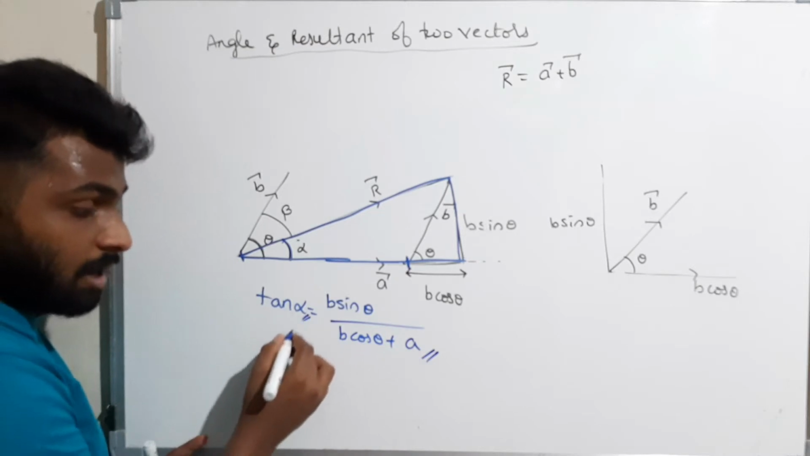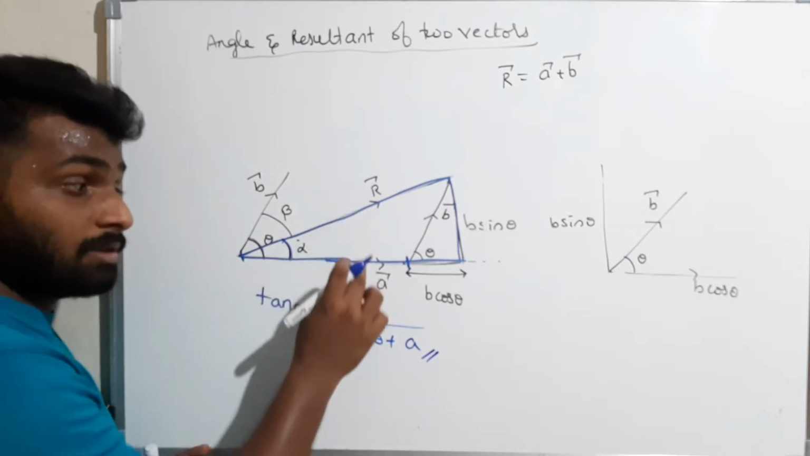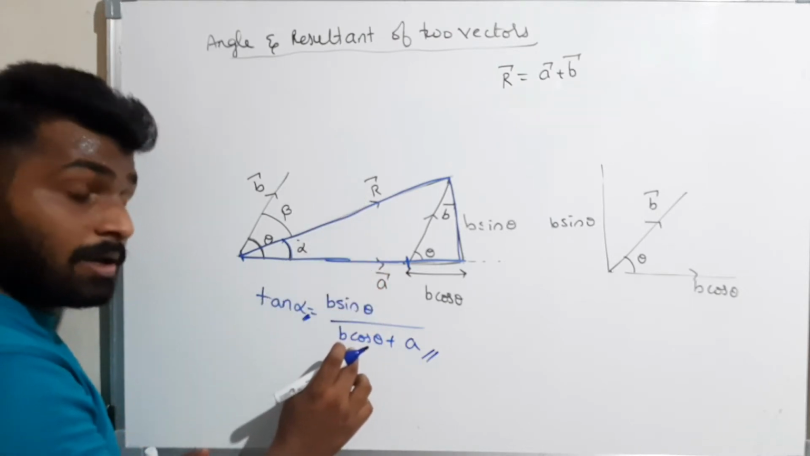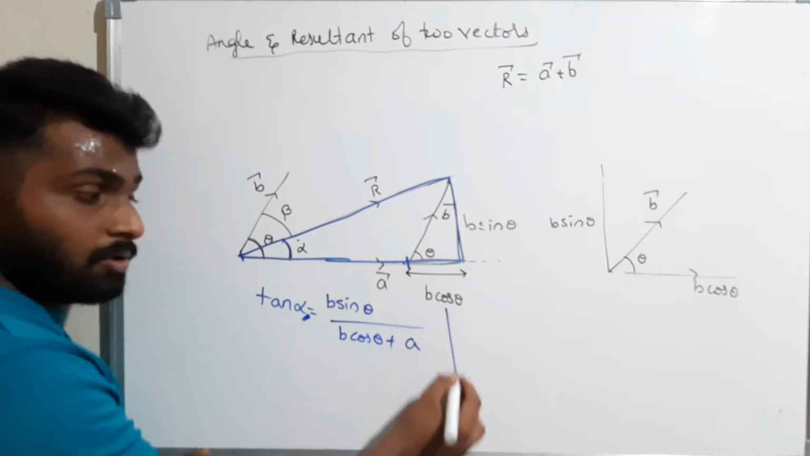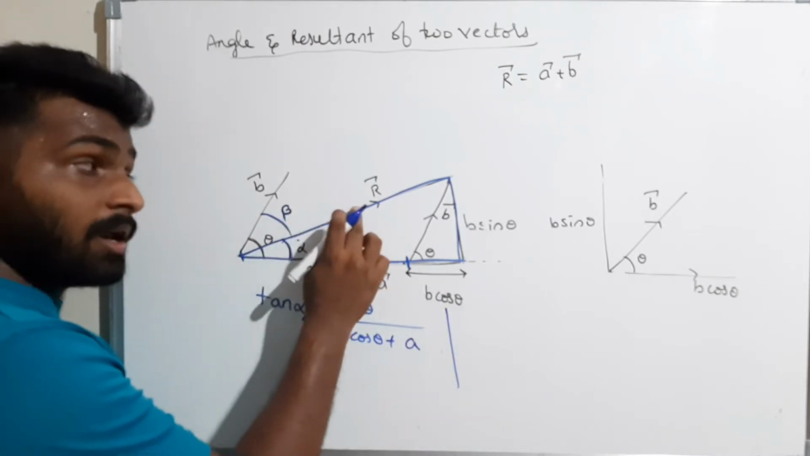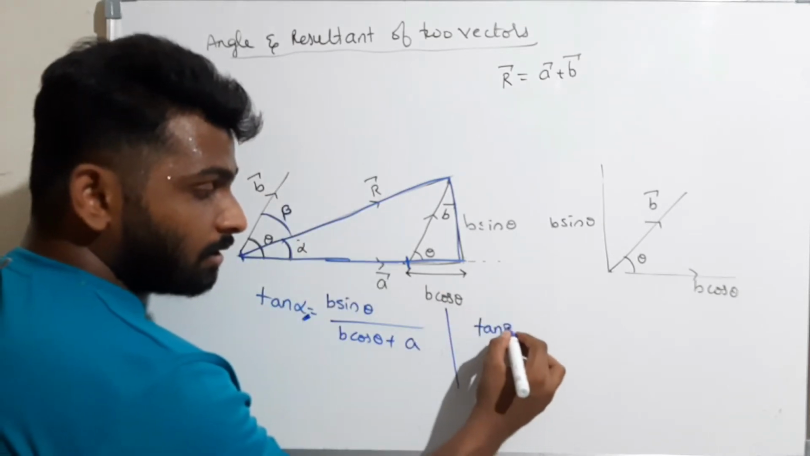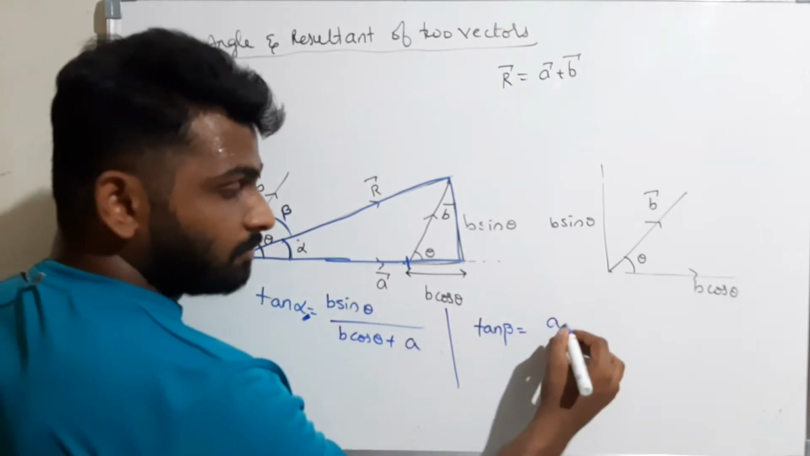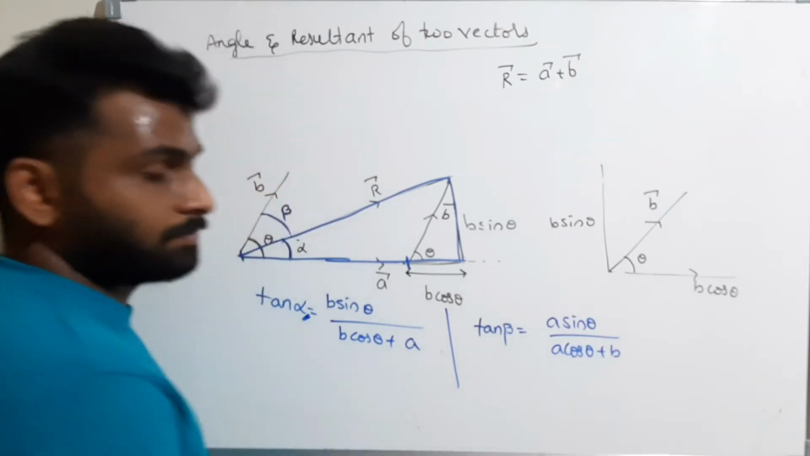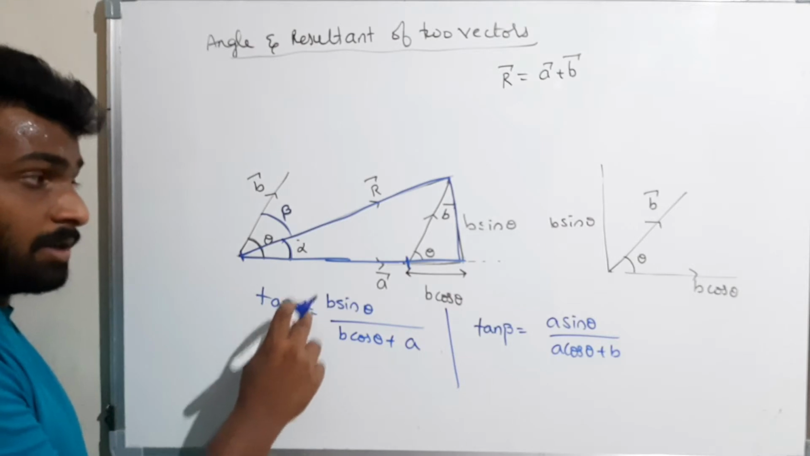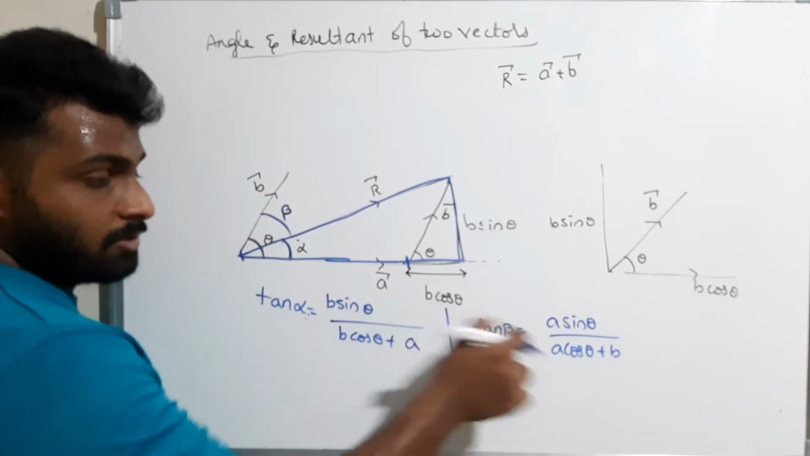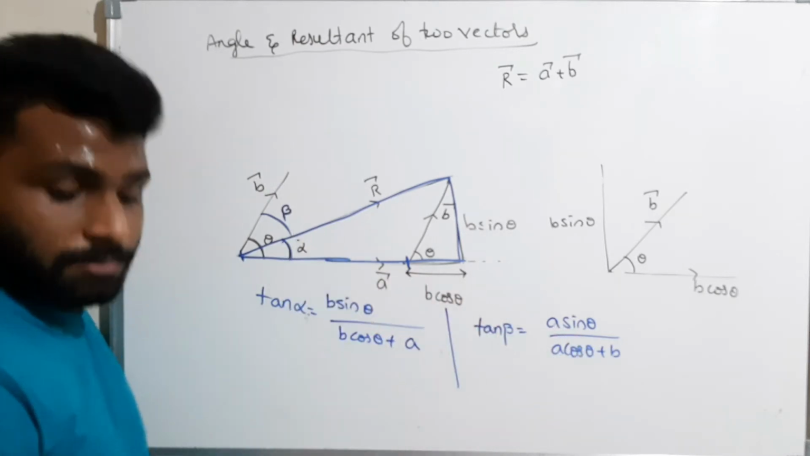Therefore, alpha is the angle made by the resultant with the a bar. It is given by tan alpha equals b sin theta by b cos theta plus a. If they ask to find beta, the angle made by the resultant with the b bar, tan beta is a sin theta by a cos theta plus b. Alpha is the angle made by the resultant with the a bar, and beta is the angle made by the resultant with the b bar. Just reverse it. This is beta. Okay, well and good.